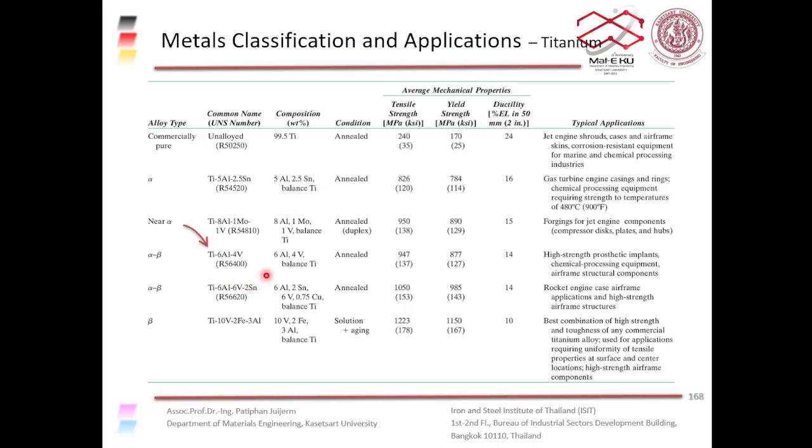Okay, so this is the Ti64 that I mentioned, titanium 6 aluminum 4 vanadium, right? This is the most popularly used titanium alloy. It's got high strength. It's used as surgical implants, root canal, hip joint replacement, knee joint replacement, chemical processing equipment, aircraft structure, etc.